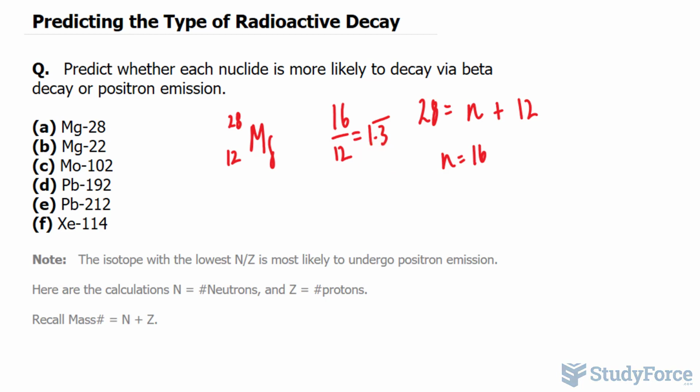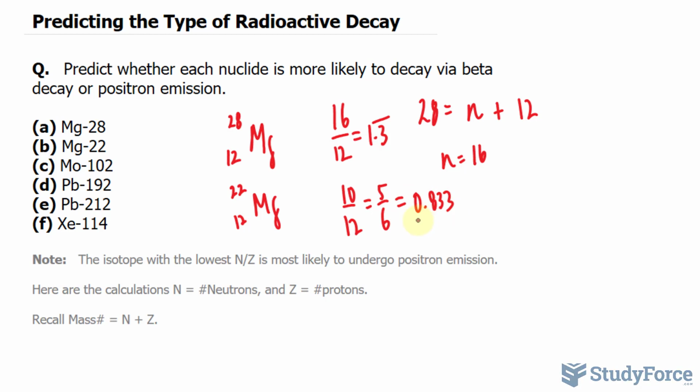Moving on to B, this time we have magnesium 22. So I'll write down magnesium 22, 12. We'll do the same math as before. So I'll subtract 12 from 22. That gives us an N value of 10, or 10 neutrons. 10 divided by 12 is 5 over 6, and that is approximately 0.833. As you can see now, this number is less than 1.